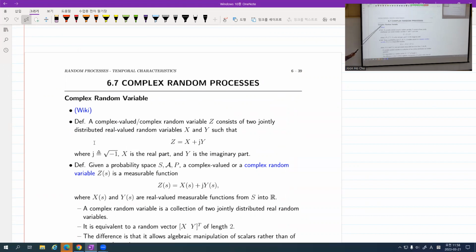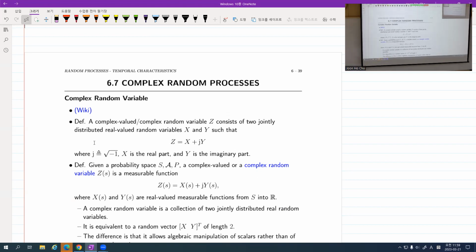Okay, so first, let's start from a complex valued random variable. What is it? A random variable Z that consists of a real part random variable X and an imaginary part random variable Y. By the way, jY is an imaginary number. Okay? Y is the imaginary part of Z. Be careful. Okay? And X and Y must be jointly distributed real random variables. So you must be given, or you must be able to find, the joint PDF, PMF, CDF, or characteristic function of X and Y.